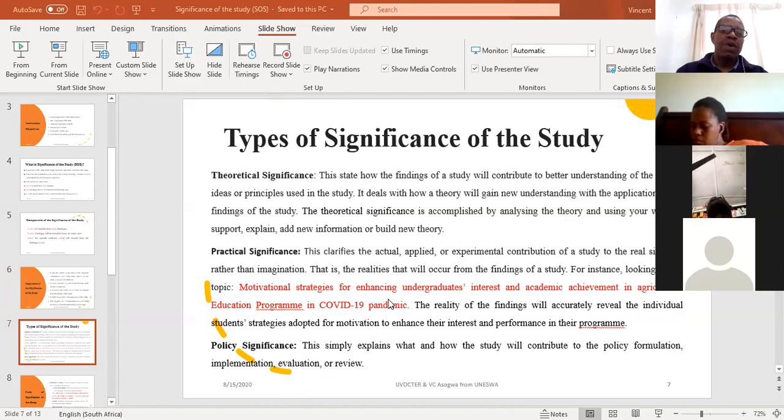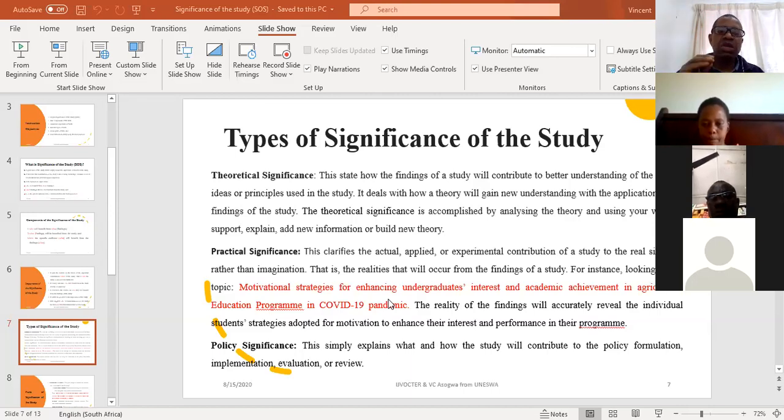Now, we are going into types of significance of the study. I was just trying to capture this. Don't mind the font, please. But I know you are going to get it. We have two major. Here you see three, but we have two major. I will distinguish them. If you say three major, you are not wrong. But I will tell you why it exists this way.